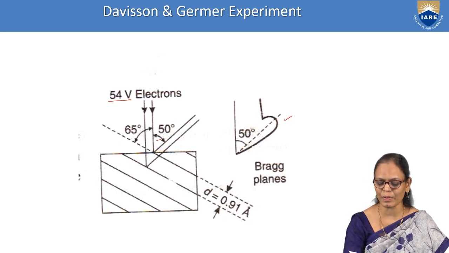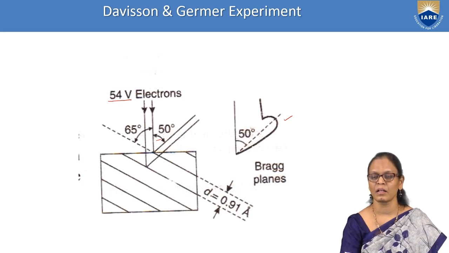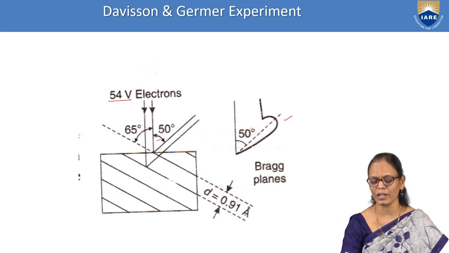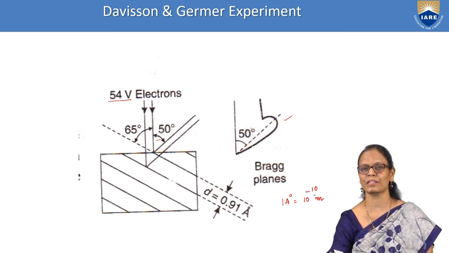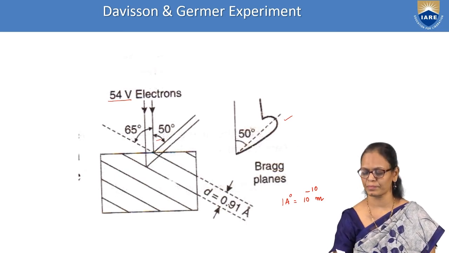And the distance between these two planes, which we call D, is 0.91 angstrom. So we know whenever we are measuring small distances, we measure it in angstrom, because 1 angstrom is 10 power minus 10 meter. Okay, so this is what he worked on further.